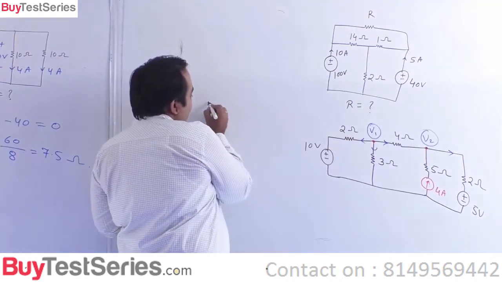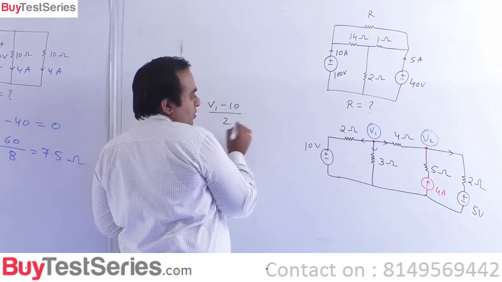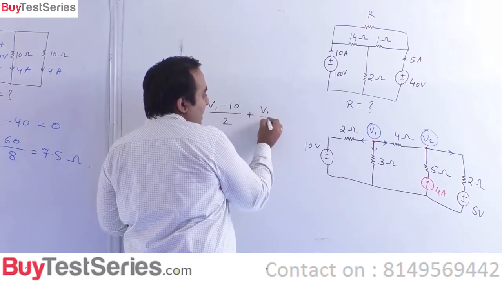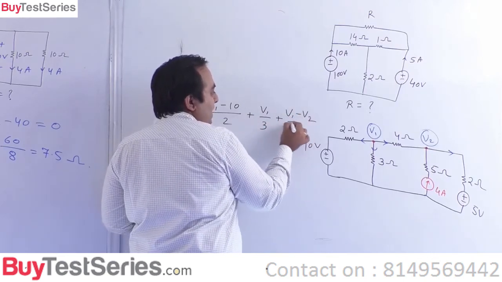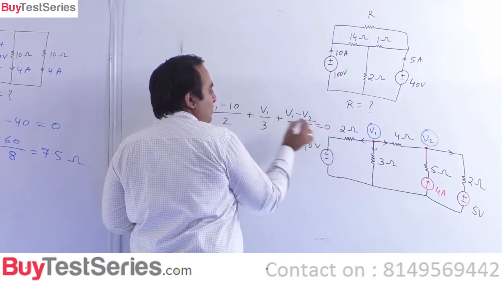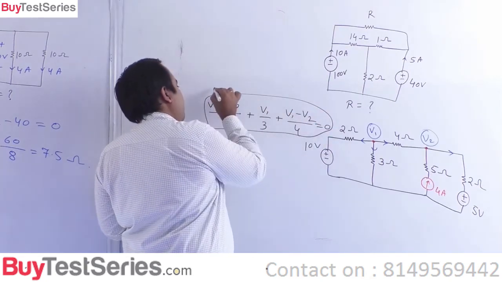I will write this current as (V1 minus 10) divided by 2 plus V1 by 3 plus (V1 minus V2) by 4, and this is equal to 0. This is the equation, the nodal equation for V1.